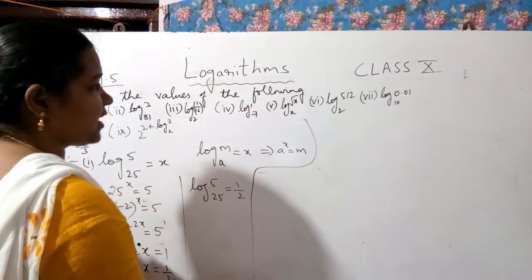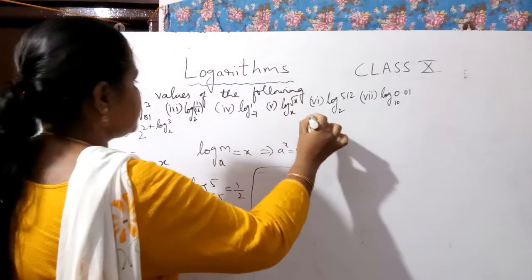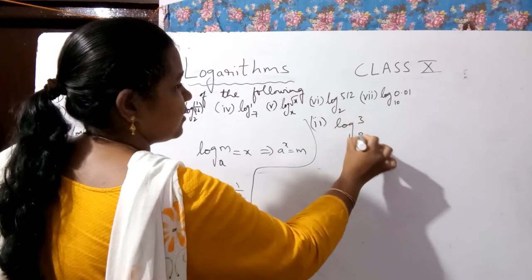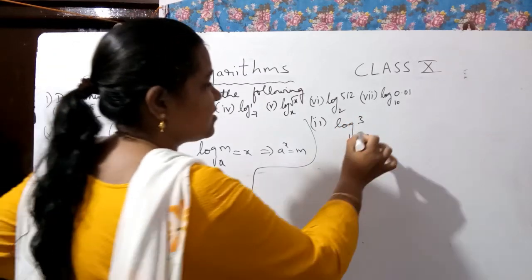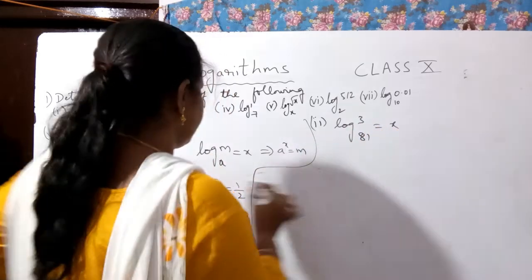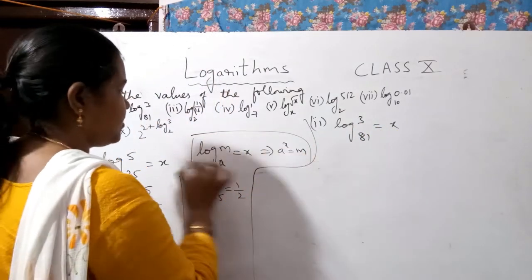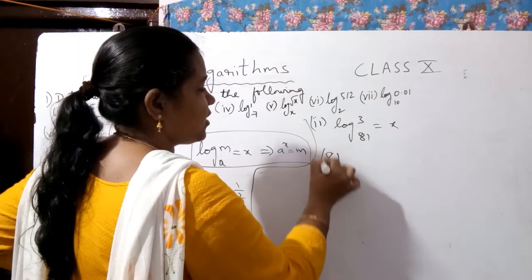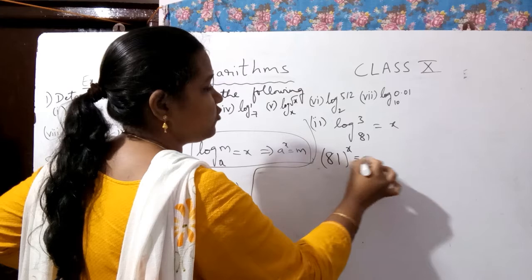Similarly, the second bit, that is log 3 base 81. Again we will take it as, let log 3 base 81 is equal to x. This is the formula which we have. So apply the formula. What will I get? 81 power x is equal to 3.